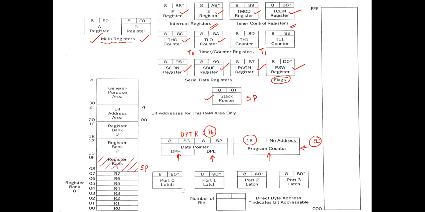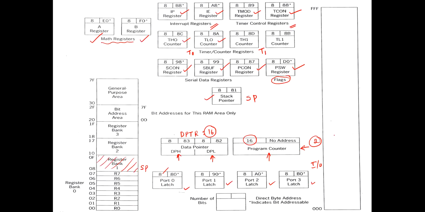Next we have all the ports: port 0, port 1, port 2, port 3. We can use them all as IO lanes. These are all 8-bit registers.